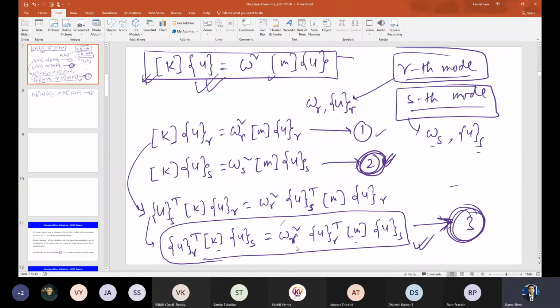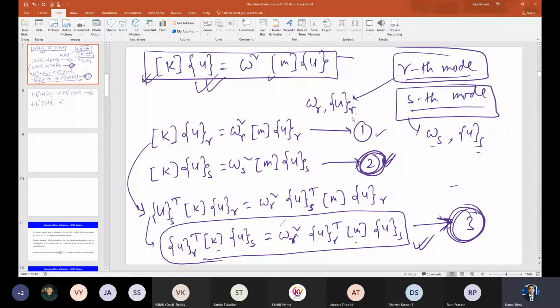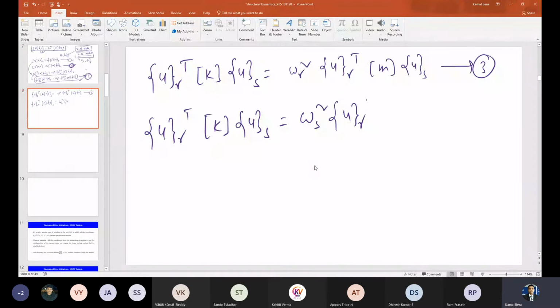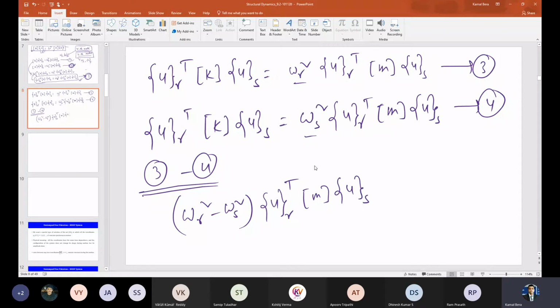Now I will pre-multiply equation 2 by UR transpose. So UR transpose K US equals omega s square UR transpose M US. This is equation number 4. Now 3 minus 4. You see, left hand side is same. So I can say omega r square minus omega s square, because these are scalar, I can take it common, times UR transpose M US equals to.